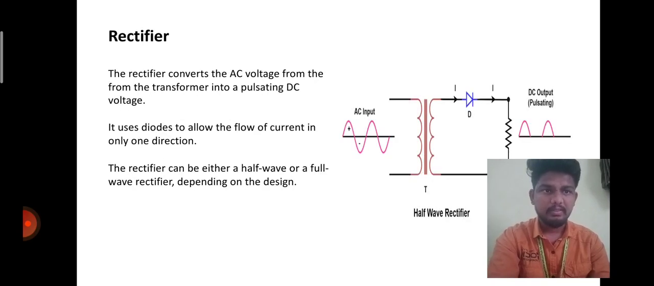What is a rectifier? The rectifier converts the AC voltage from the transformer into a pulsating DC voltage. It uses diodes to allow the flow of current in only one direction. The rectifier can be either a half wave or a full wave rectifier depending on the design.